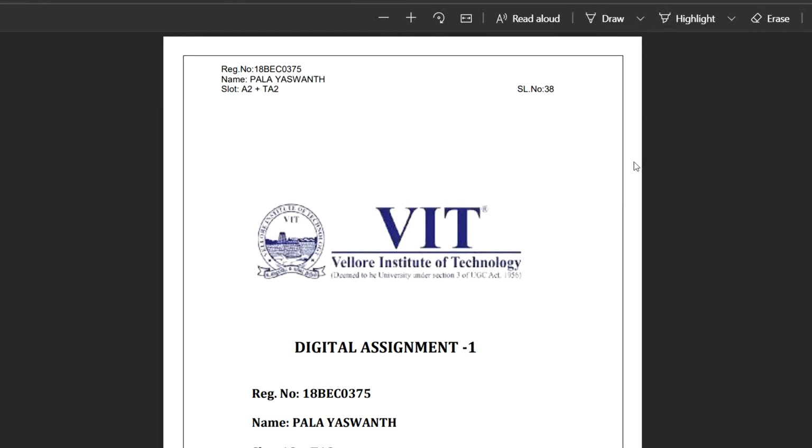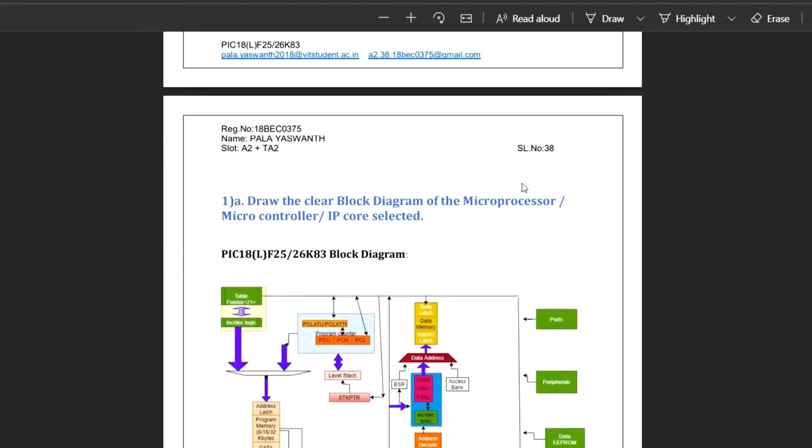The digital assignment one is all about discussing the internal and external components and the processes going on inside a particular microprocessor or microcontroller we selected. I've selected the PIC18LF25K83 microcontroller, which is manufactured by Microchip. So the vendor is Microchip.